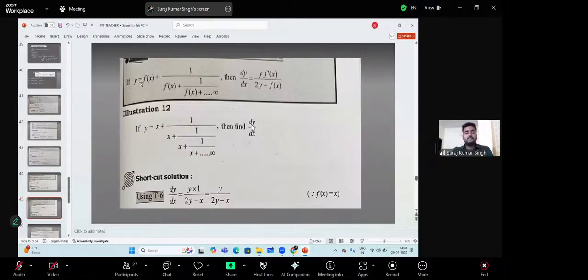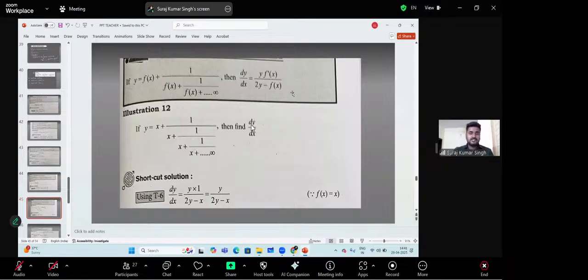If y equals f of x plus 1 by f of x plus 1 by f of x plus 1 by f of x, going to infinity, and suppose I want to find the derivative of this one. If we go by the process, we can write this as y and then take the log, which means we will spend the time. So by saving the time, we will write the result directly: dy by dx equals y into f dash of x by 2y minus f of x.